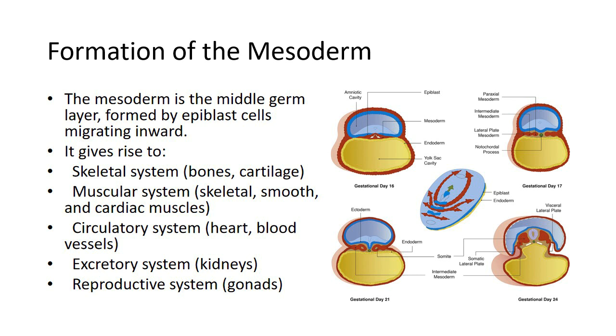Circulatory system, heart, blood vessels, and blood cells. Excretory system, kidneys, ureters. Reproductive system, gonads, reproductive ducts. Dermis of the skin, deeper layers of skin. Lymphatic system, including spleen and lymph nodes.